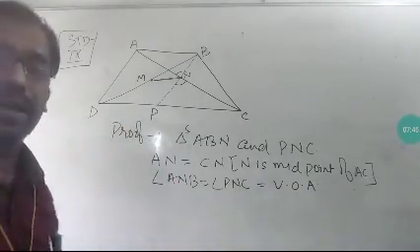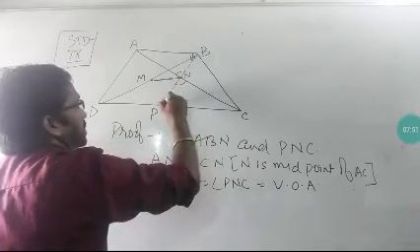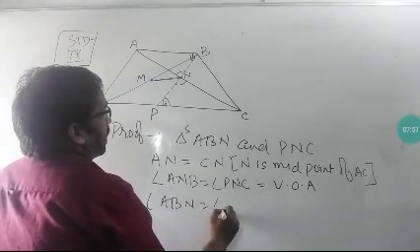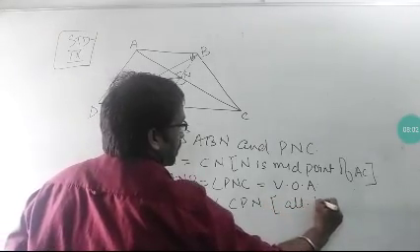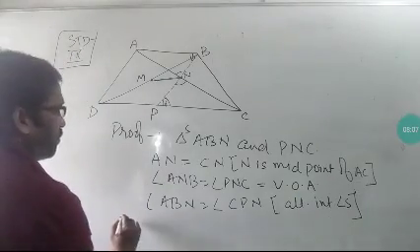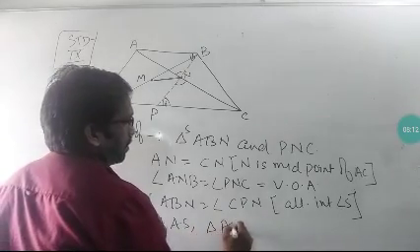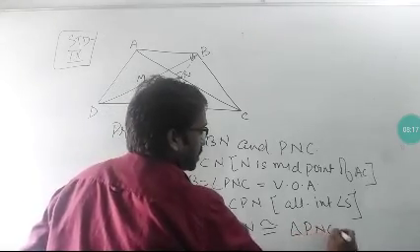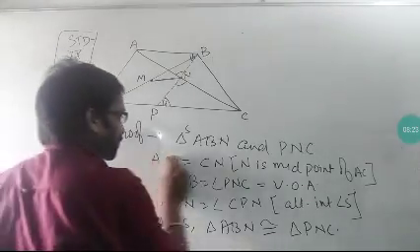Now we need the third one also. Lines are parallel because AB is parallel to CD, so we can take alternate angles. Angle ABN is equal to angle NPC. Why? Alternate interior angles are equal. So now what is the rule that has made this congruent? The rule is angle-angle-side. That rule made these two triangles congruent, and then we found AB is equal to PC.